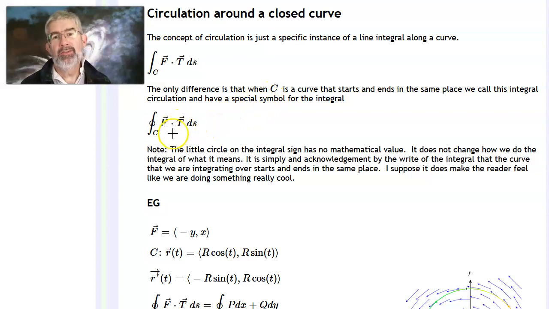So the circulation integral, which looks like this, we got this special fancy symbol for the integral now with a little circle in it. But it's still just an integral of f dotted with t ds. And that little circle has no mathematical significance whatsoever. You are still doing an integral. You're still doing a line integral of a vector field along a curve. It just looks cool.